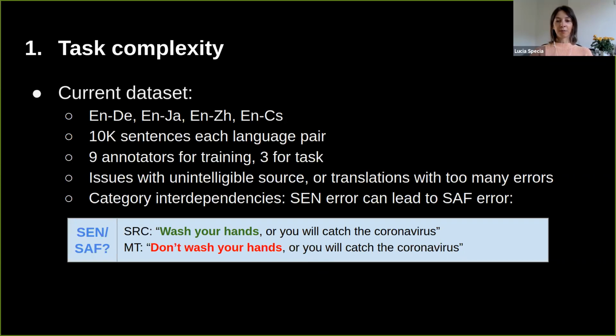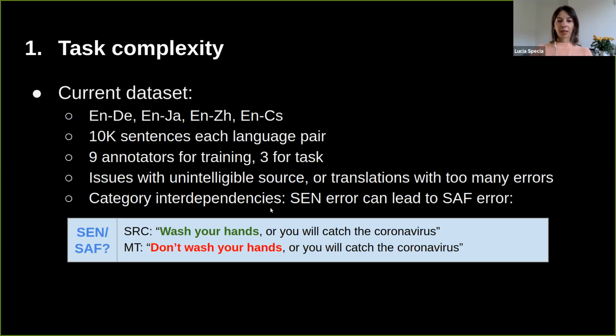I've been working on this for over a year and a half now, and I don't think we have something that is as good as I would like it to be yet. Again, we're working with professional translators on a number of languages, on sizable data sets, and on the data that I'm going to show here, this is part of the training and the sort of pilot, where we looked at 9 annotators. And then for the actual task, we're doing it with 3 annotators per task and language pair.